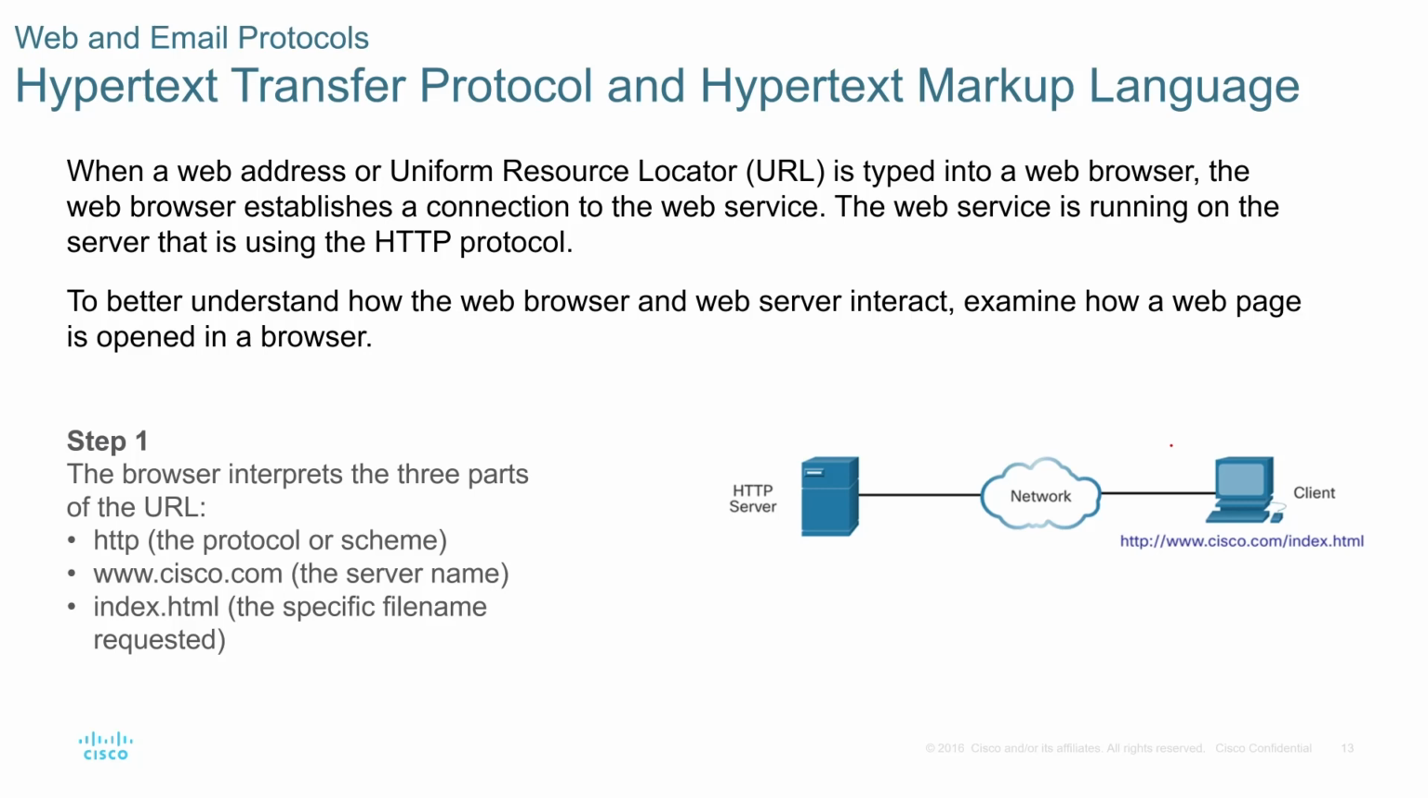The first step is the browser interprets the three parts of the URL. First, the protocol, as in this case, HTTP. Then the actual server name, such as www.cisco.com. And then finally, the specific file name that is requested. In this case, it is simply an index.